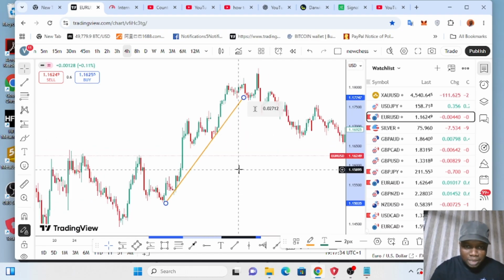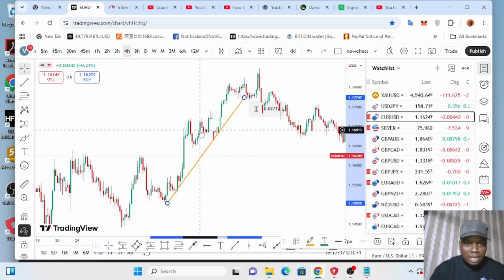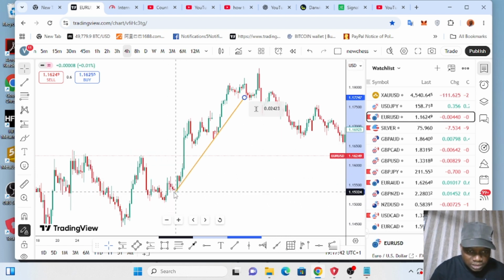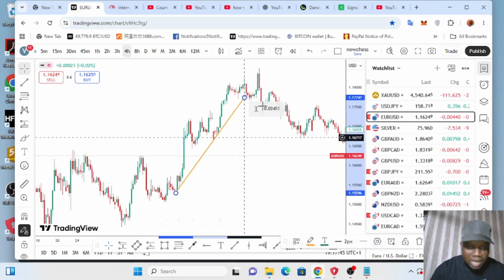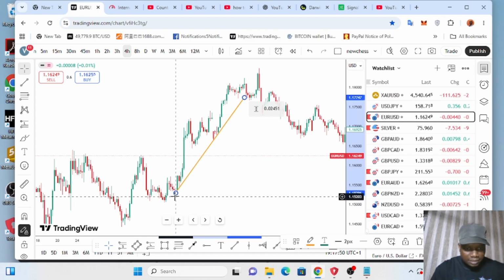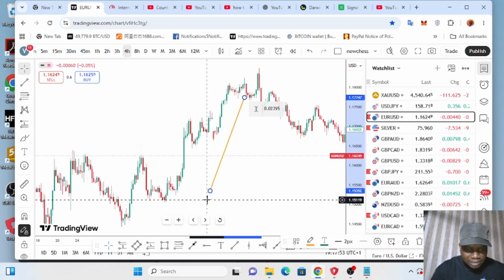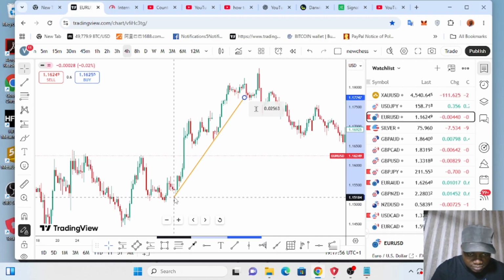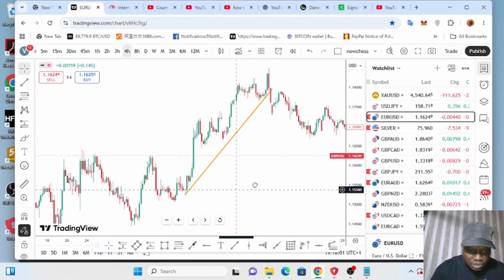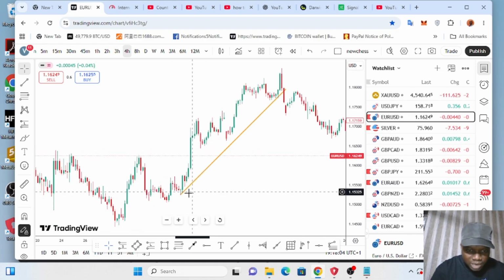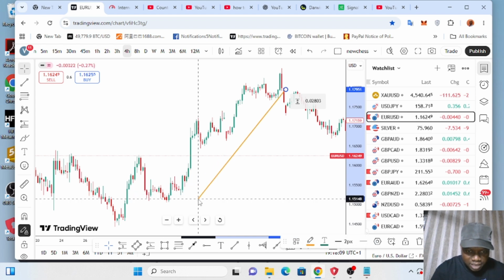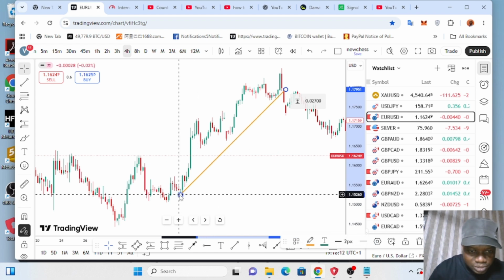What I'm going to correct you to do right now is allow your first connecting point, which is this, to break structure. And for this first point, if there's a wick like this, you start from that wick. But if it is a closed candle with no wick, you start from the opening price. Right now, this particular one has a wick, so you have to start from the wick.